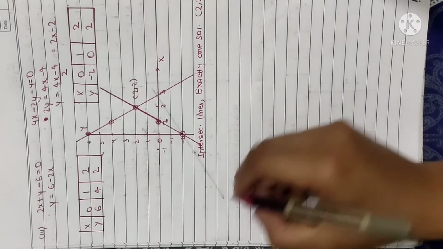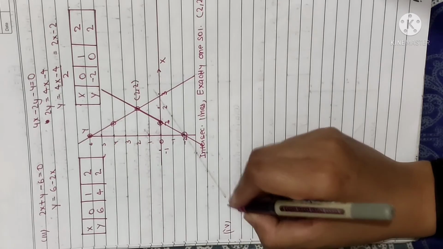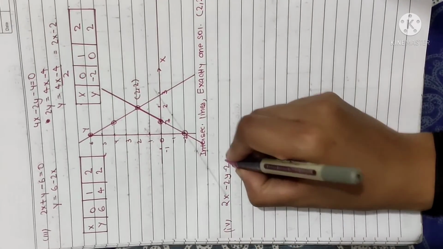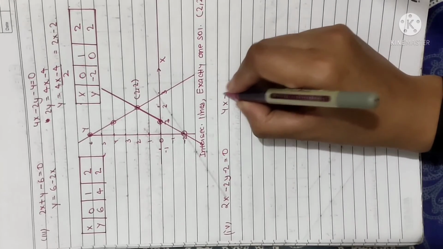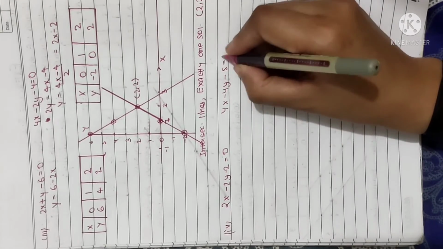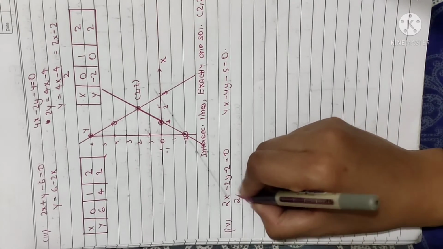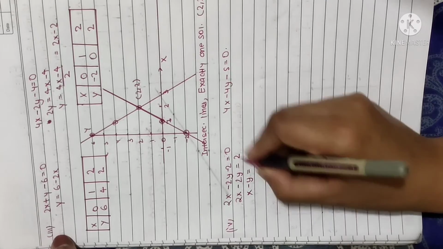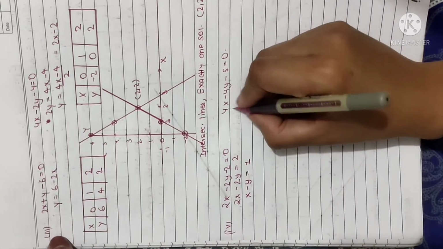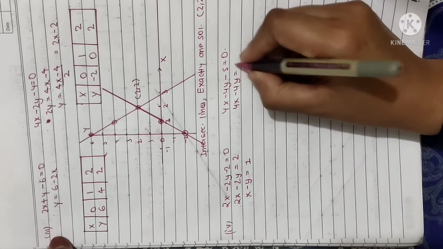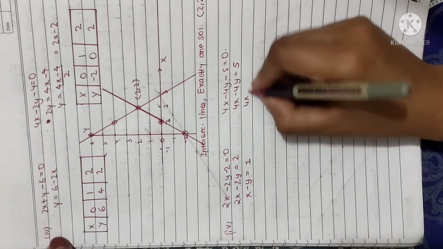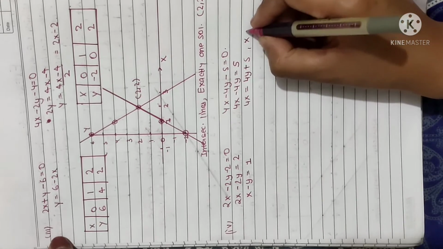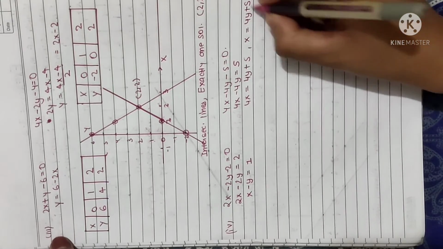Now the fourth part we have. The equations are 2x - 2y - 2 = 0 and 4x - 4y - 5 = 0. So the first will be 2x - 2y = 2, right? Then x - y will be 2 upon 2, that is 1. From the second, 4x - 4y = 5, then 4x will be 4y + 5, then x will be (4y + 5) upon 4.